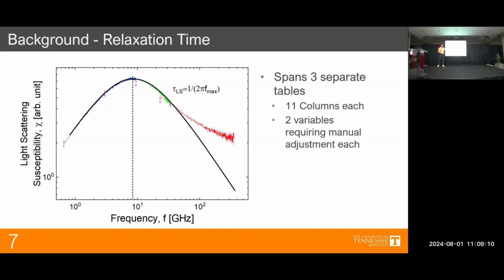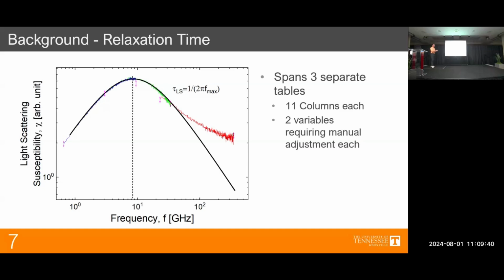The actual intensities themselves don't matter to us in this experiment. We're just looking for where the peak happens, because the actual equation itself is just 1 divided by 2 pi, the frequency max. So all I'm using is a Cole-Davison function to find the peak, but getting there is also a big data-driven problem. It requires 3 separate Excel pages with a bunch of columns and 2 manual variables per table to find the actual peak. And this could take anywhere from 2 to 4 hours, depending on the variance and the sample.